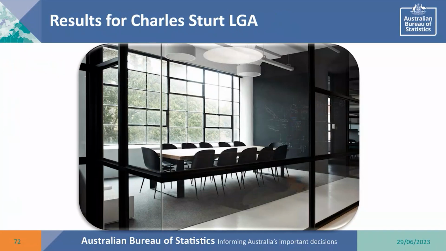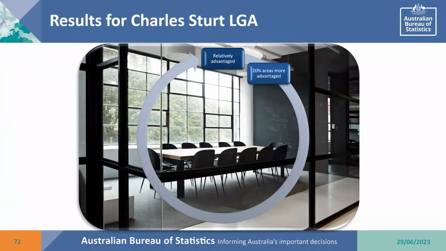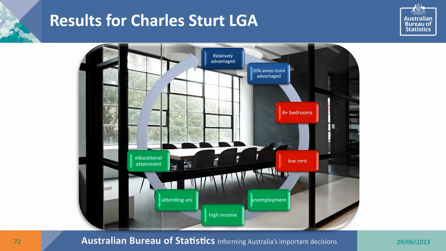So we now know that Charles Sturt is relatively advantaged, but there are areas that are more advantaged. There's no one thing that stands out as the reason why the area is advantaged. The disadvantage factors that contribute are fewer large and more low rent homes. The advantage factors that contribute are low unemployment and high income, uni attendance and educational attainment. Woodville North and Pennington are the most disadvantaged suburbs, so if you have limited funding, we should put it there, and not in Henley Beach, Grange, Tennyson or Bowden, which are the most advantaged suburbs.